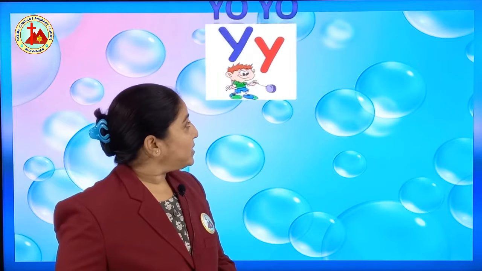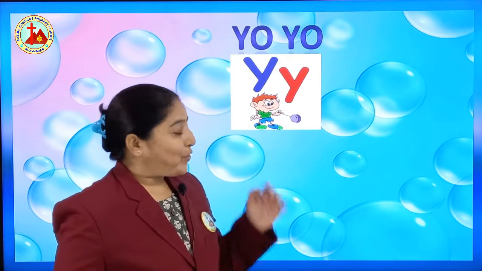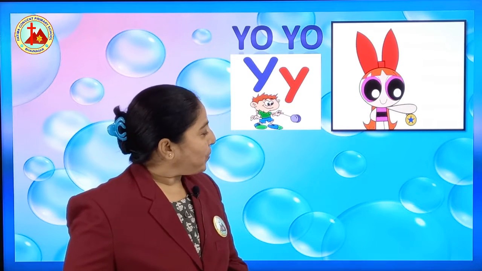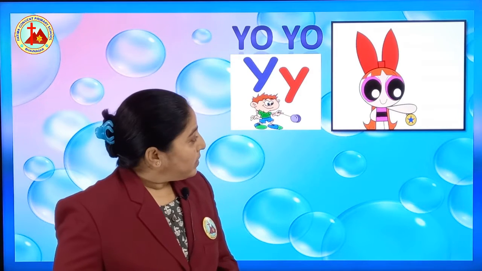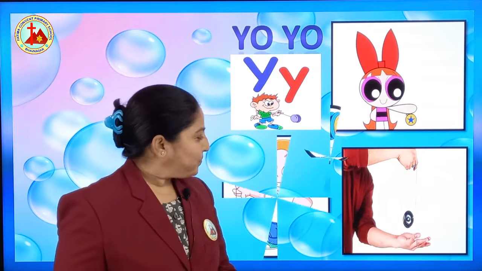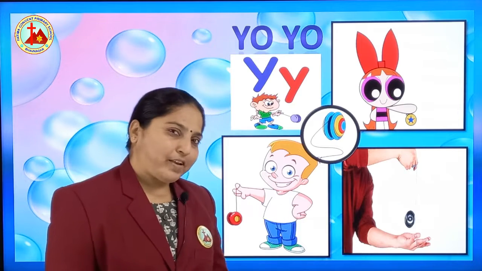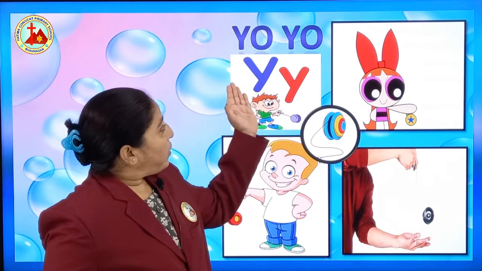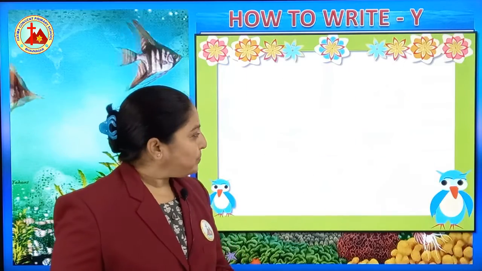Now next one is yo-yo. Y for yo-yo. It is a toy. Generally you can play with it like this. This boy is playing with yo-yo. Y for yo-yo. Y-O-Y-O, yo-yo. Y for yo-yo.